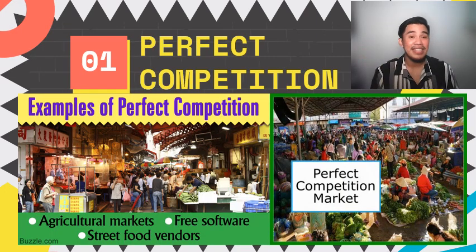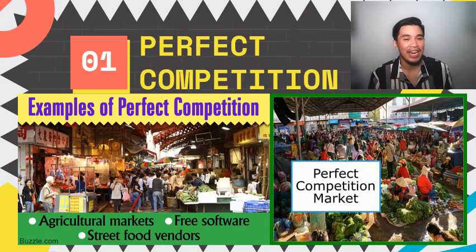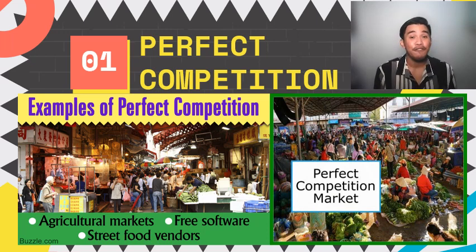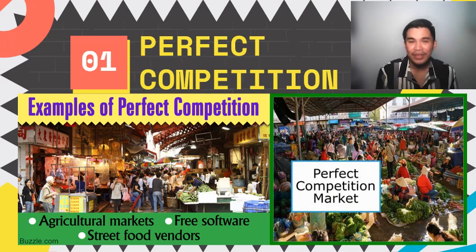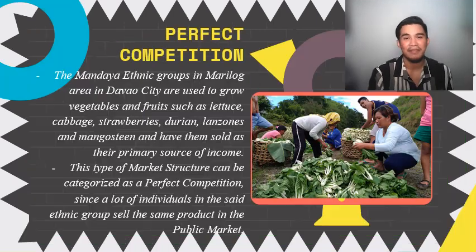So here are some of the examples of perfect competition. Meron tayo dyan agricultural markets, free software, ayan, meron din street food vendors. Those are examples of the products that can be found in perfect competition.